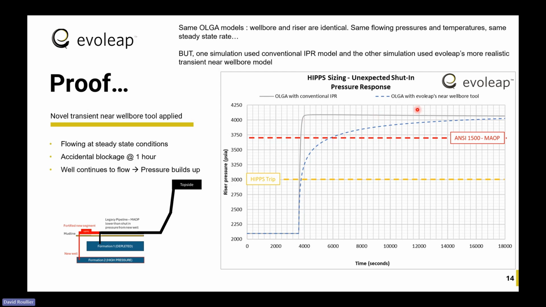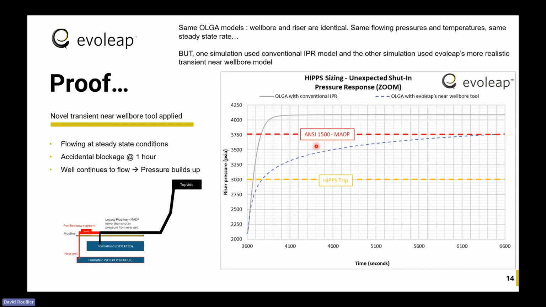Okay? So just making, you have here the HIPPS trip point. So basically for the gray scenario, you would need a HIPPS that trips from the time it takes for the gray to get from here to here, right? And on the blue one, it's a bit different. This is just the same results, but zoomed in.